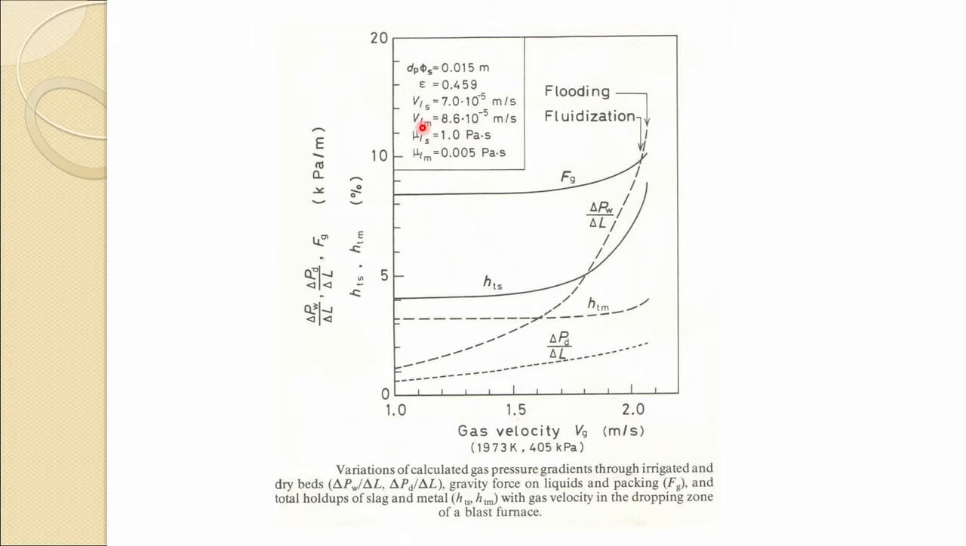the metal velocity is 8.6 into 10 to the power minus 5 meter per second. The viscosity of the slag is 1 Pascal second, and for metal it is 0.005 Pascal second. So, you can see the metal viscosity is much lower than the slag viscosity. So, slag is quite viscous, though the quantity formed in the blast furnace is much more than the metal, and the density difference between these two is also quite substantial. For metal it is about 7000 kg per meter cube, while for slag it is about 2900 kg per meter cube, and this leads to the different hold up of metal and slag in the dropping zone, which is evident from this figure.